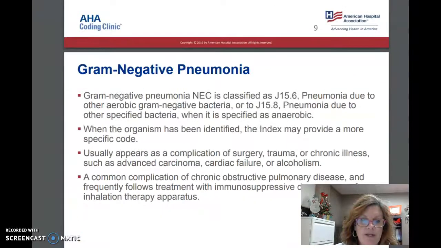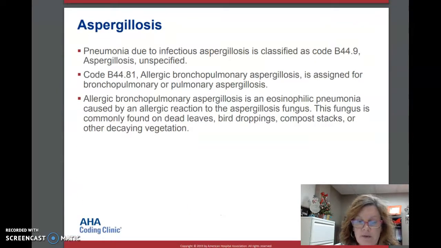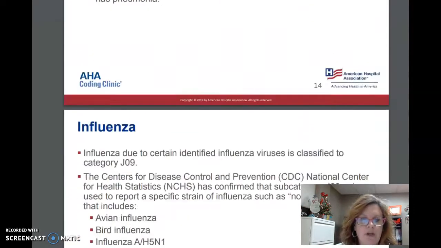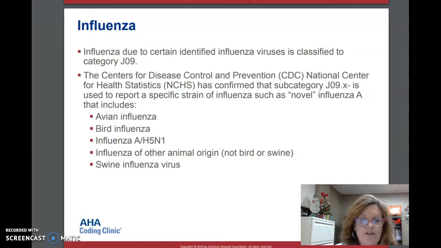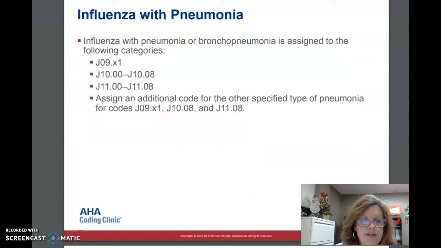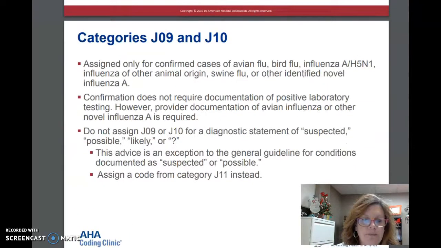Okay, so the next thing I want to get into just talks about all the different types of respiratory conditions. It's a nice little anatomy type background, but I'm not going to read it to you. So with influenza, it's J09, and sometimes you want to get specific on what type of influenza. We also have influenza with other respiratory diseases. So again, make sure you code it very specifically.